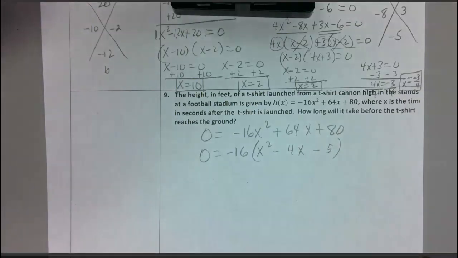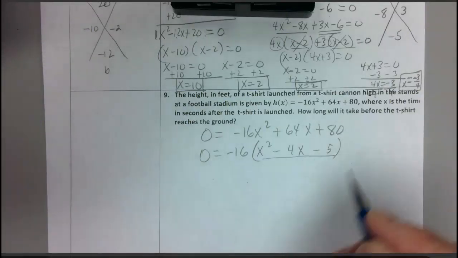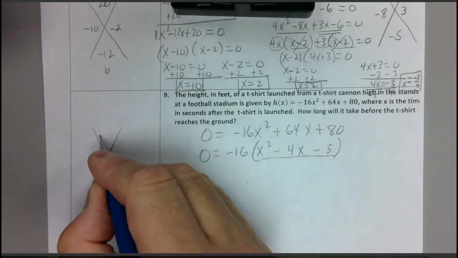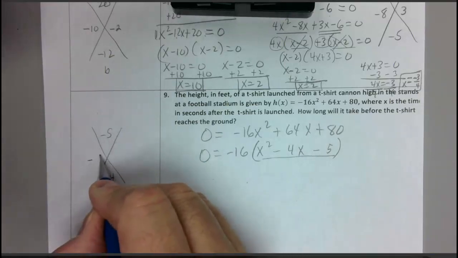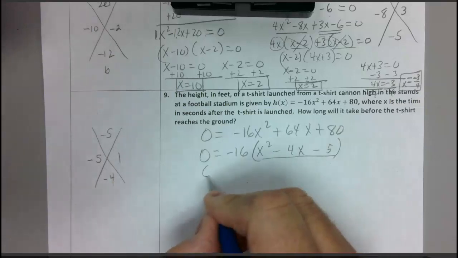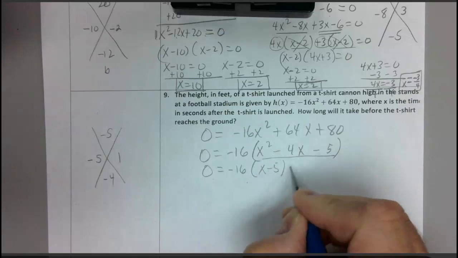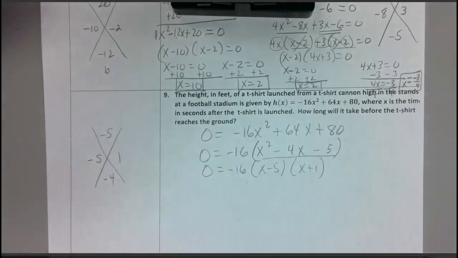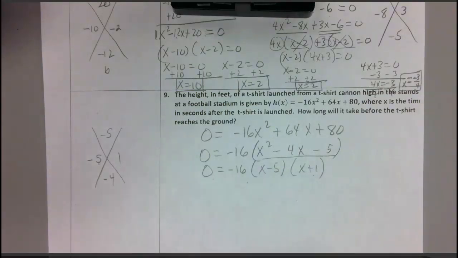Okay. Then I factor this one. I can unfoil, right? Factors of negative 5 that subtract and give me 4 would be negative 5 and positive 1. So that would be x minus 5 times x plus 1. So I got the negative 5 here, and I got the positive 1 here.